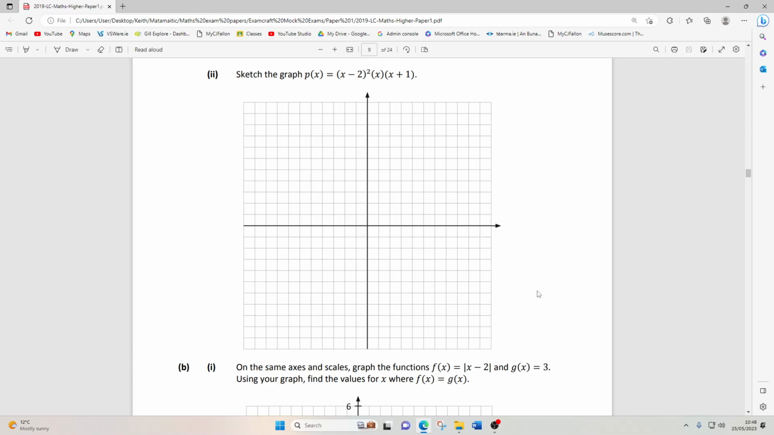So for example, let me see. 2 to the power of 3x minus 2, plus 5 times 2 to the power of x, minus 7 equals 0. Solve for x.